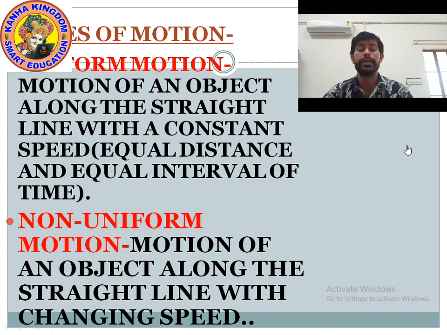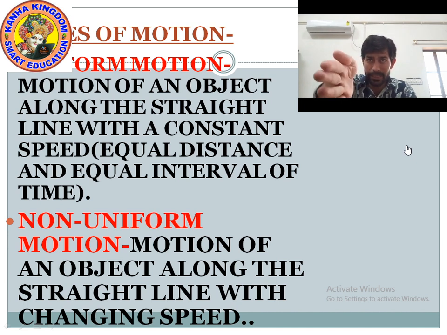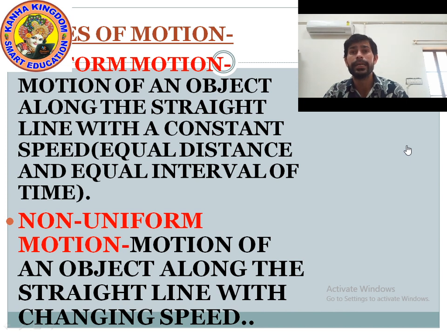Motion of an object along the straight line with constant speed is known as uniform motion. Suppose a car is moving straight without changing its speed, means constant speed. Constant speed means no change in speed. So if a car or bike is moving with constant speed, it means the motion of that car is uniform motion. It means the car is traveling equal distance in equal interval of time. In equal time interval, the car is traveling equal distance.